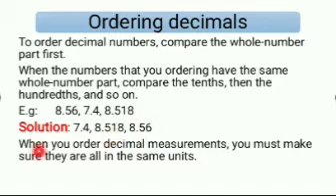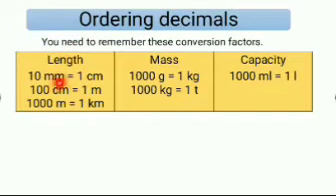That means 6 is greater than 1. Also, when you order decimal measurements, you must make sure that they are all in the same units. So you need to remember that 10 millimeters is equal to 1 centimeter, 100 centimeters is equal to 1 meter, and 1,000 meters is equal to 1 kilometer. For mass, 1,000 grams is equal to 1 kilogram, and 1,000 kilograms is equal to 1 ton.